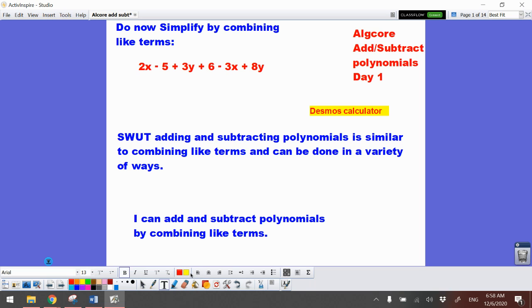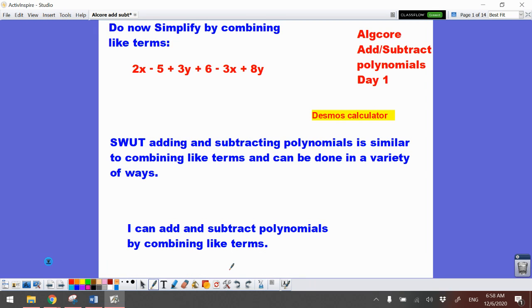Okay, so we're going to start today with adding and subtracting polynomials, and we're going to discover that it is very similar to combining like terms, and it can be done in a variety of ways. We're still going to have to keep track of our signs, remembering that our negatives are really important, so you probably want to have open your Desmos calculator to kind of help us.